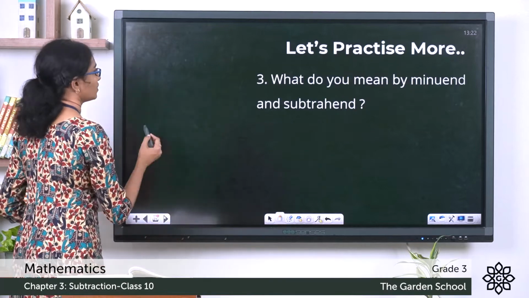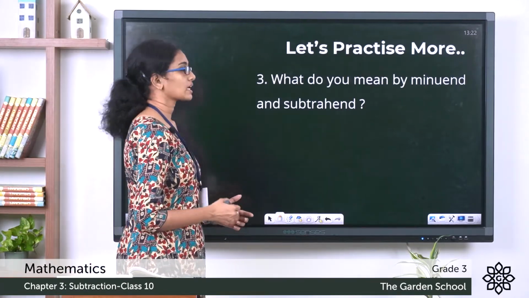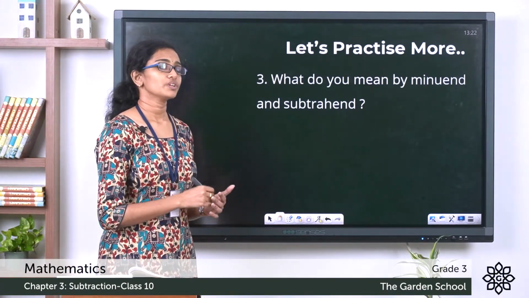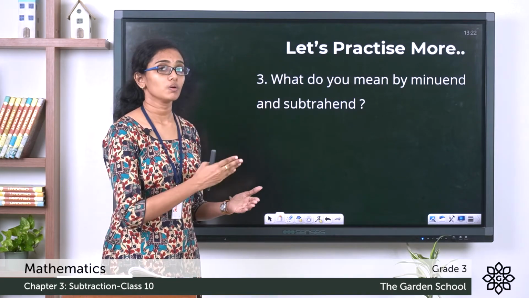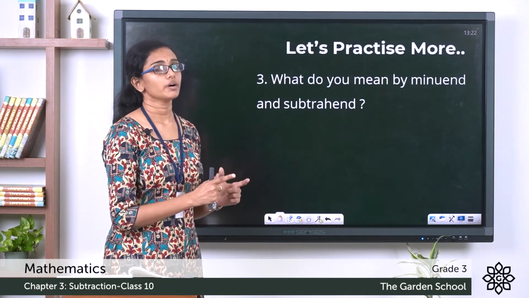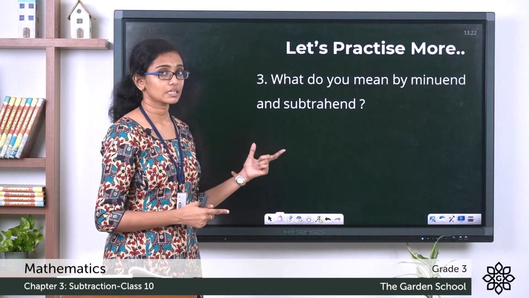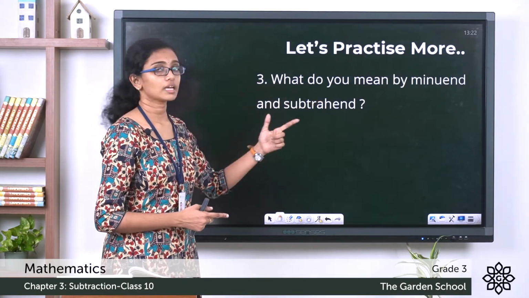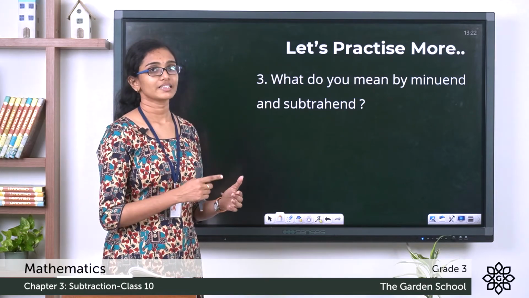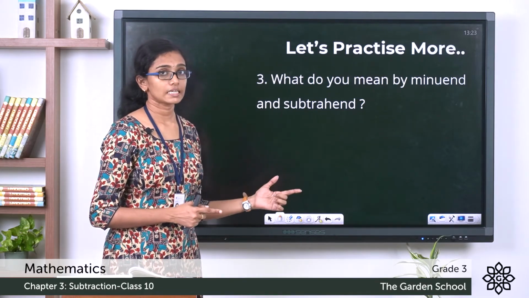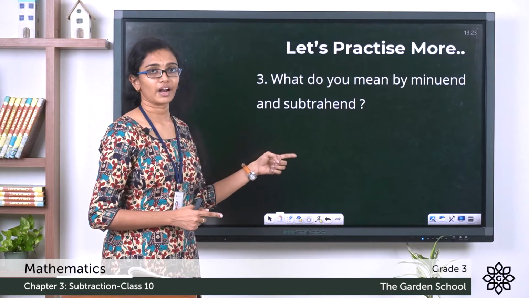Now, what do you mean by minuend and subtrahend? When you are subtracting two numbers, you will have a greater number and a smaller number, right? The bigger or greater number in the subtraction is called the minuend, and the smaller number that you are subtracting from the greater number is called the subtrahend. Clear?